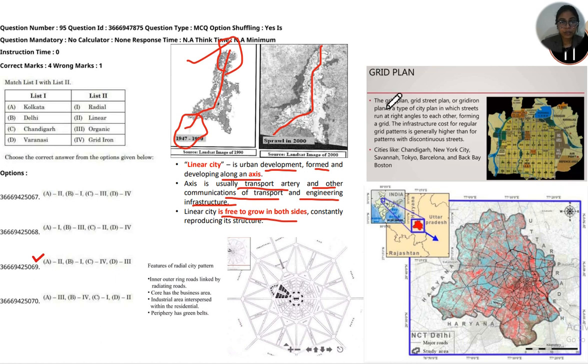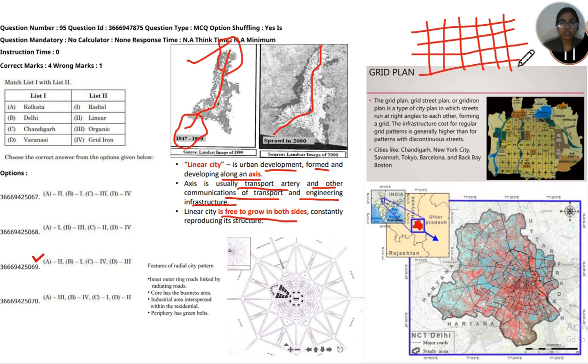Next is you have your grid plan. So the grid plan, or the grid street plan, or gridiron plan, is a type of city plan in which streets run at right angles. You will be having some vertical lines and also some horizontal lines. Okay, so this is your grid plan, when roads or any plots are divided 90 degrees to each other.